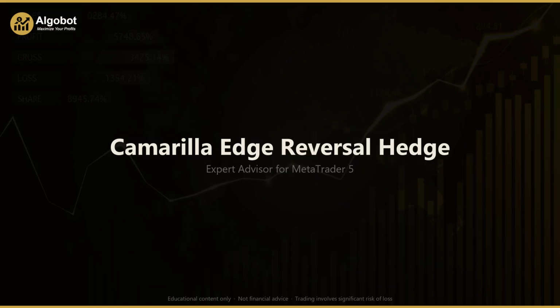I'm your host, and today we're exploring an expert advisor for MetaTrader 5 called the Camarilla Edge Reversal Hedge. This is a pure price action system. There are no moving averages and no oscillators here. Instead, it's built entirely around Camarilla pivot bands and engulfing candle patterns. By the end of this video, you'll understand how it fades the band edges, how it rides genuine breakouts, and how its hedging layer manages a position caught on the wrong side. Remember, this is educational analysis only, never financial advice.